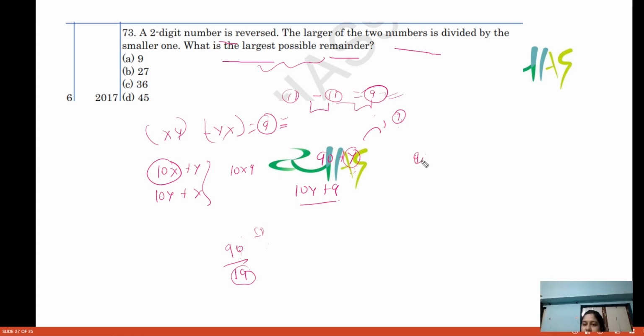If I keep y as 4, I'll get 94 and I'll get 49. Now let me just divide this 94 by 49. What am I going to get as remainder? Because this is 2 times 98, I can't do 2 times, so I'll put only 1 time. So I'll get 5 here and 4 here, I'll get 45.